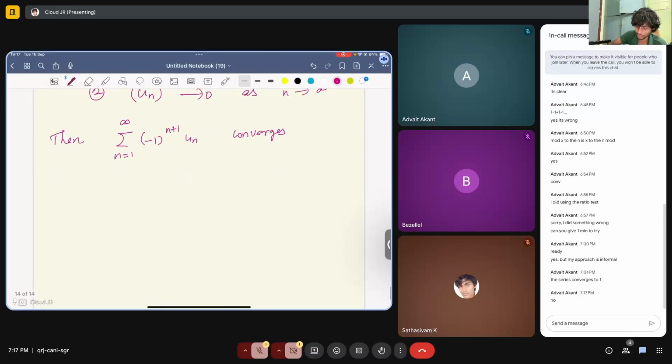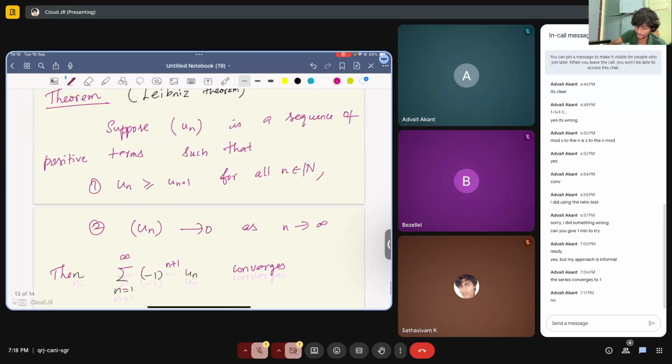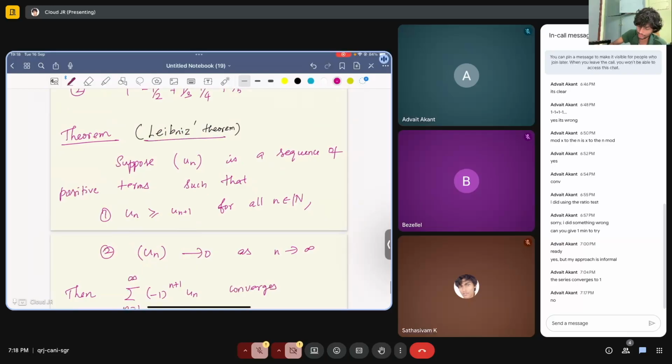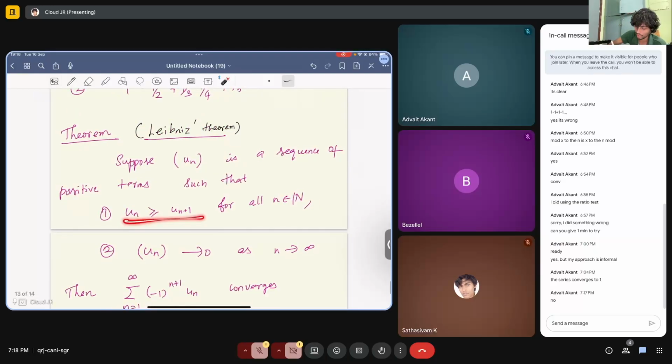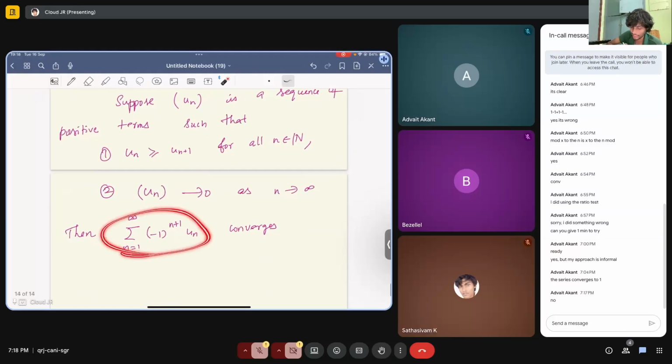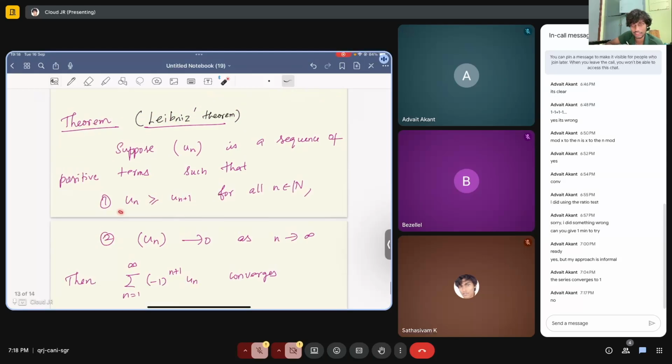I'm not going to prove it. See this Leibniz test we have, and one of the examples is, let's say you can keep this as an example, okay? And we can give many examples. All you have to check is these terms are monotonically decreasing, they go to zero, then it converges. So for any example that involves an alternating series, you always come back and check here.